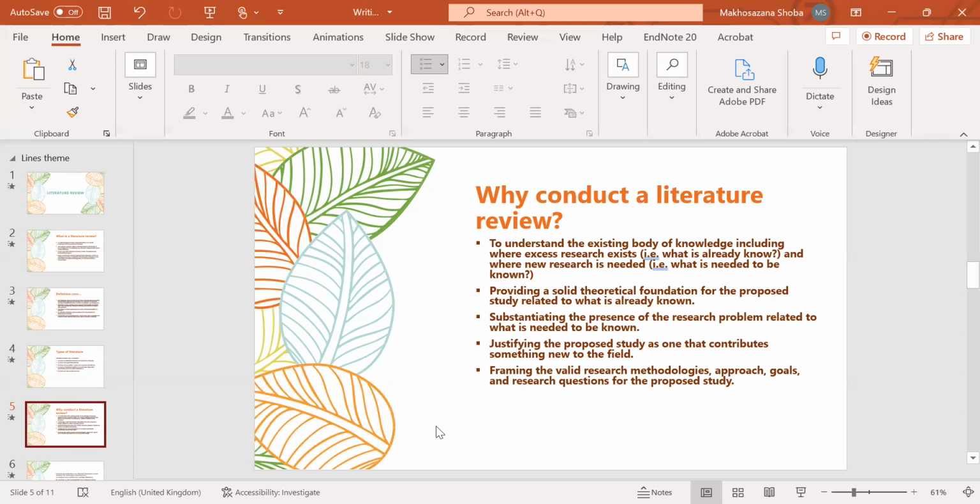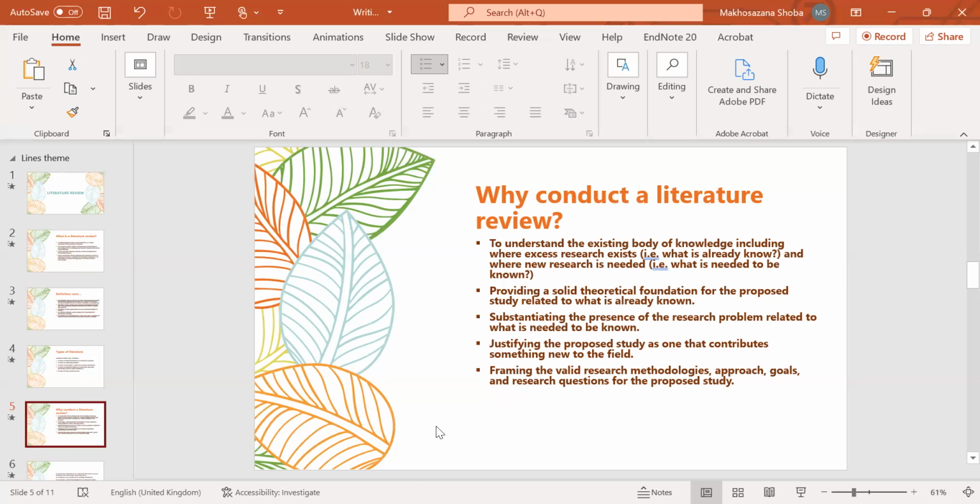It's the poor performance. So you are then engaging in what is needed to be known in that sense. You also want to justify why the proposed study is one that contributes something new to the field. Reading and reading and reading or conducting research will give you grounds to justify why the proposed study is needed and is contributing something new to the field.